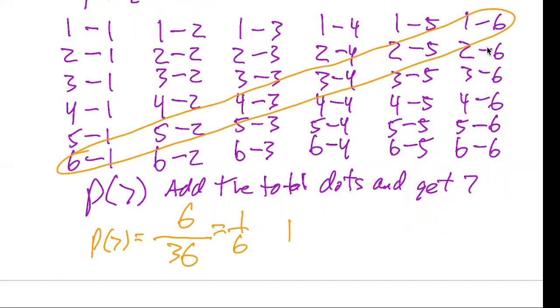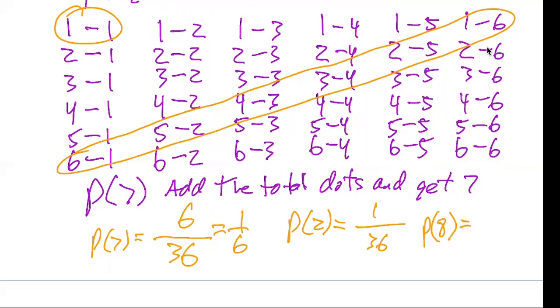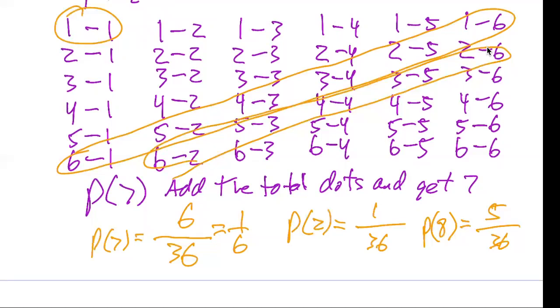What's the probability of getting a 2? It's out of 36. How many ways can we get a 2? Looks like there's only 1 way. And one more, how about the probability of getting an 8? See, 8s live on this diagonal, and there are 5 of them. So this is using the sample space to figure out probabilities, and these are classical probabilities.